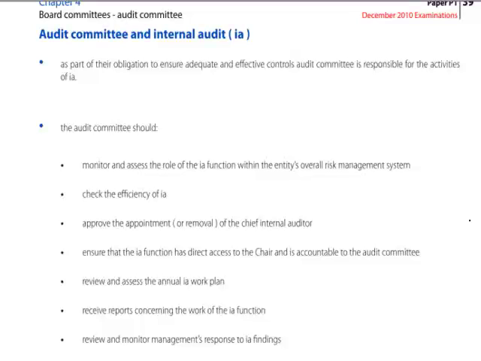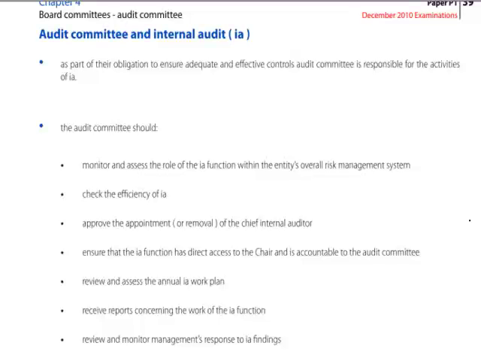Audit Committee should meet with the internal auditors at least once a year. At least once a year. I would have thought in practice that should be rather more frequently than just once a year, but at least I've left the door open and said they should meet at least once a year to discuss audit-related matters.